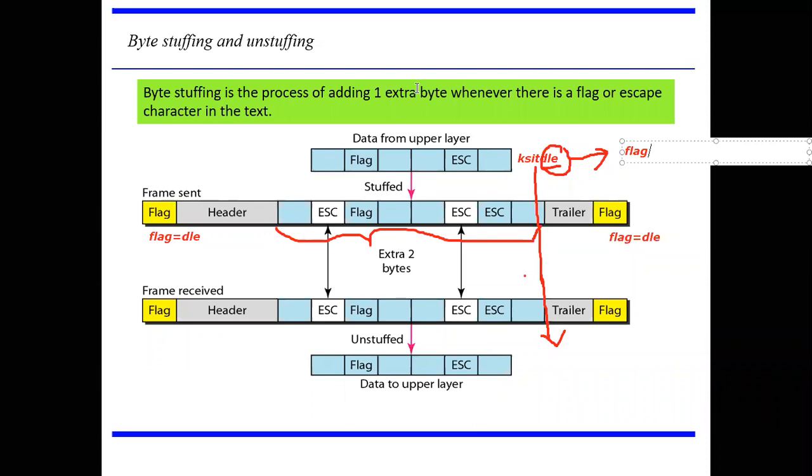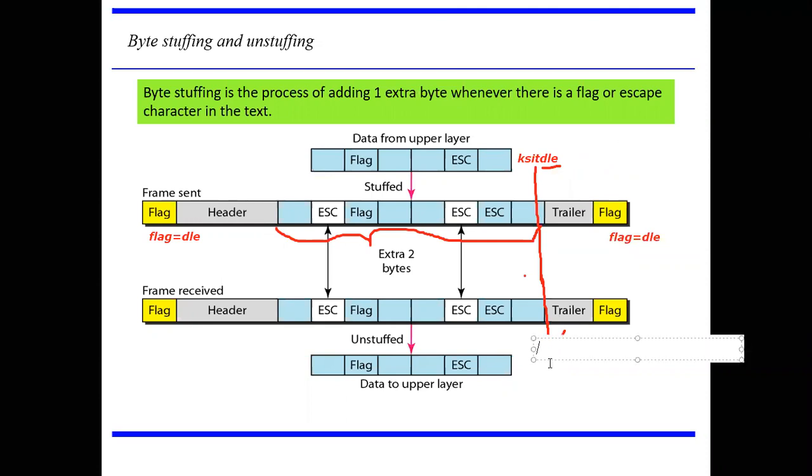Or in another way, if I write KSIT DLE here, what happens? When it reaches the receiver and you are not doing stuffing, the receiver will take DLE as a flag pattern. So this is the flag. Since it is a flag, it indicates the end of the data or end of the frame.